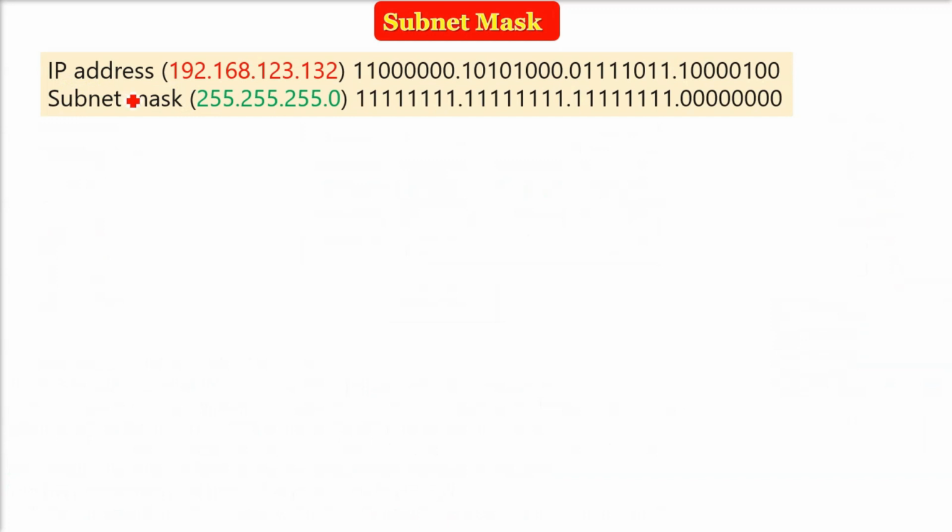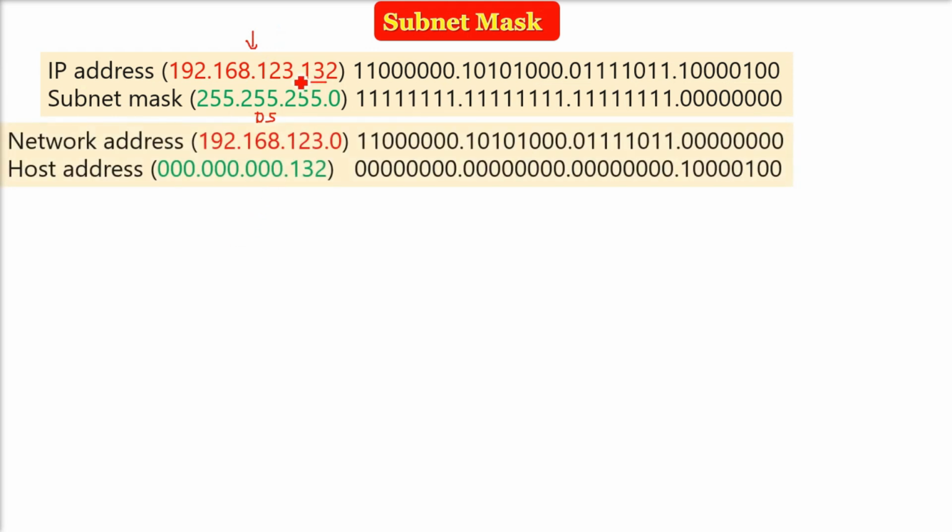We have an IP address. Now this is 192.168.123.132. If you convert it into binary, this is the form. Always the IP address is dotted decimal. Subnet mask is also dotted decimal. So this is a class C addressing. Class C, the default is 255.255.255.0.